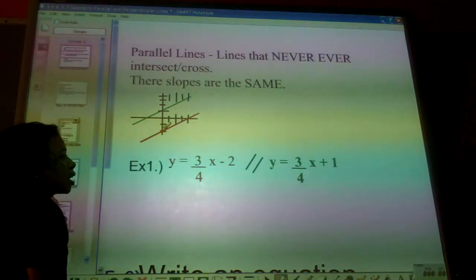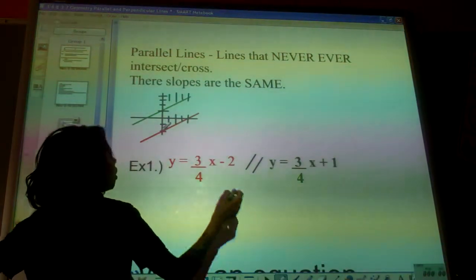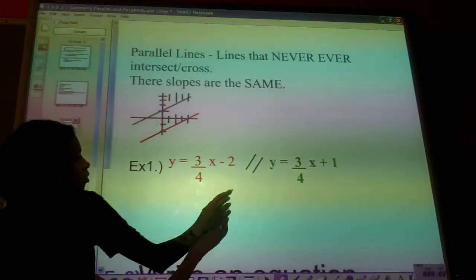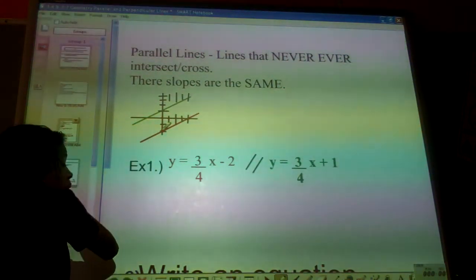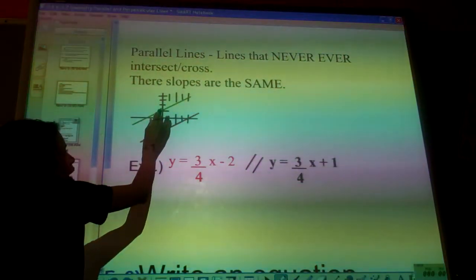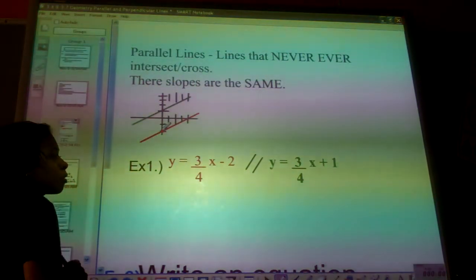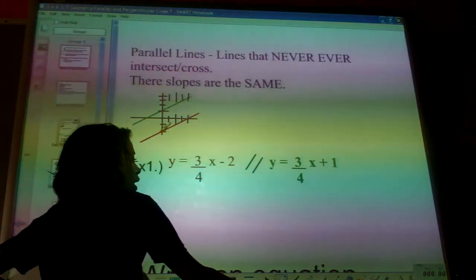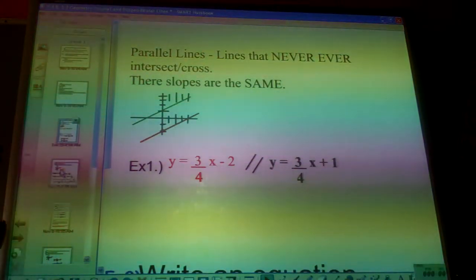Same thing with my green line. My y-intercept would start at +1, where it crosses the y-axis. Remember, your y-intercept is where you're going to cross from the left side over to the right side of your graph. Rise up 1, 2, 3, run 1, 2, 3, 4, and this will be my first point. Rise over run. And again, for parallel lines, the slopes will be exactly the same.